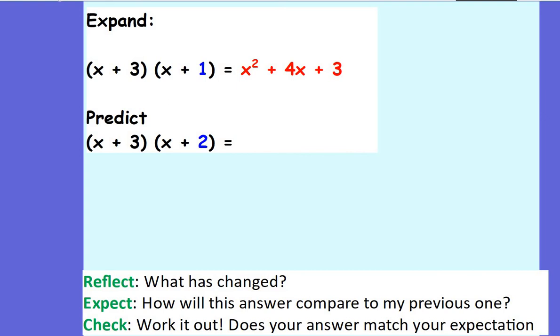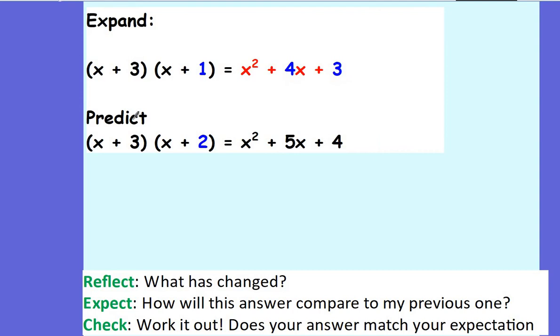Now what we might predict is that, well, the x plus 3 has stayed the same, but the 1 in the second bracket has become a 2. That's what's changed compared to our previous answer. So I might predict that in some way it's going to change this 4 and it's going to change this 3.